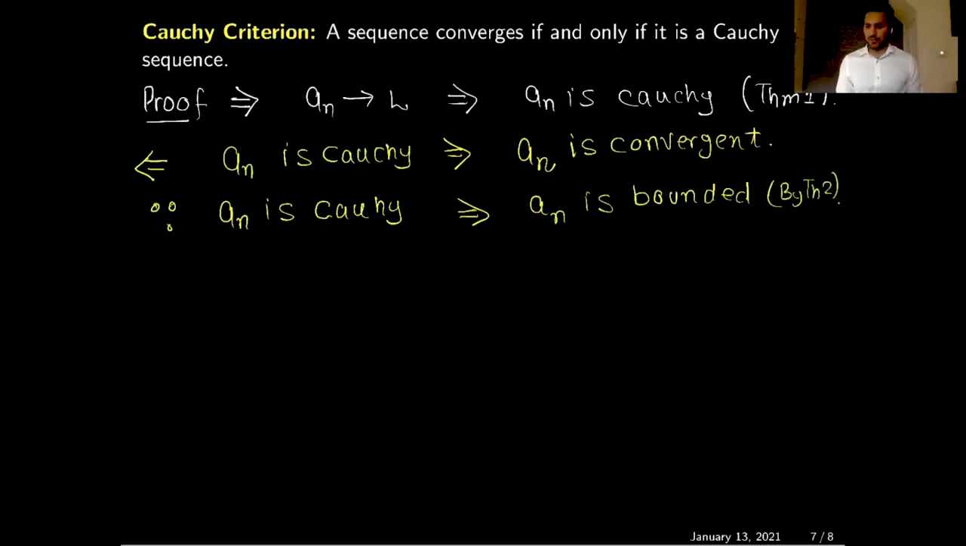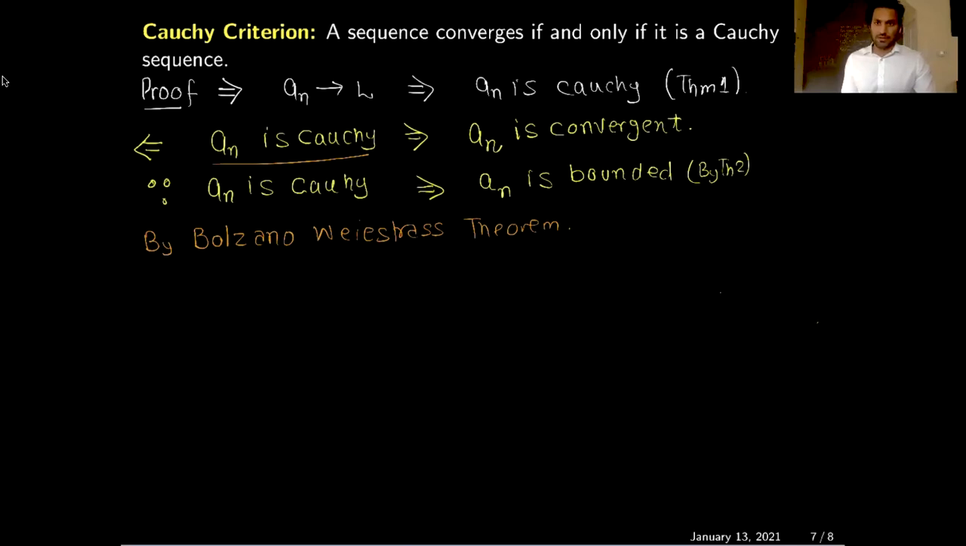So if a sequence is bounded, we can use the Bolzano-Weierstrass theorem. By the Bolzano-Weierstrass theorem, there exists a subsequence a_{n_k}, and that subsequence must be a convergent sequence. So we can assume that there exists a subsequence and that it converges to L.